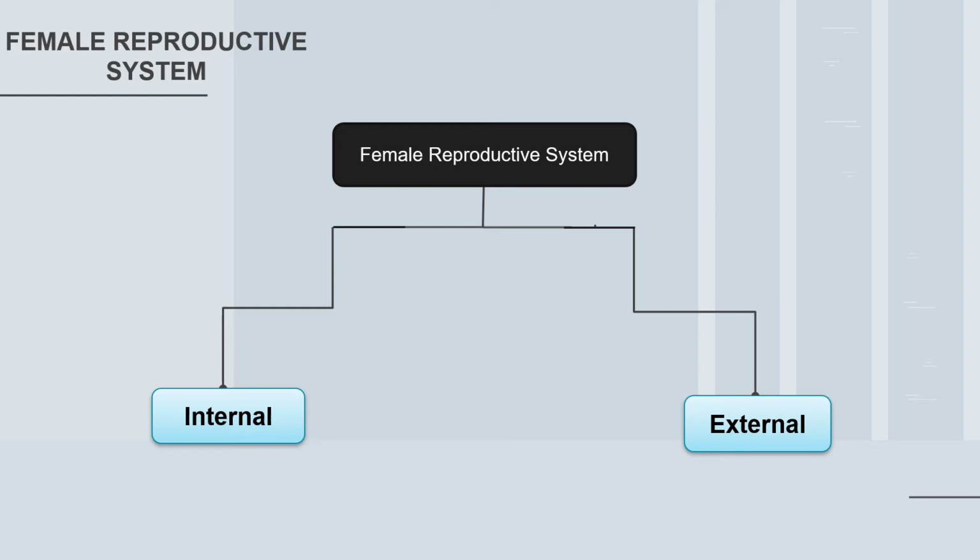External female genitalia would comprise of the external female reproductive organs, meaning those parts which are seen externally on the outer surface of the human female body. So first I would be explaining the internal female genitalia, then it would be followed by the external female genitalia.